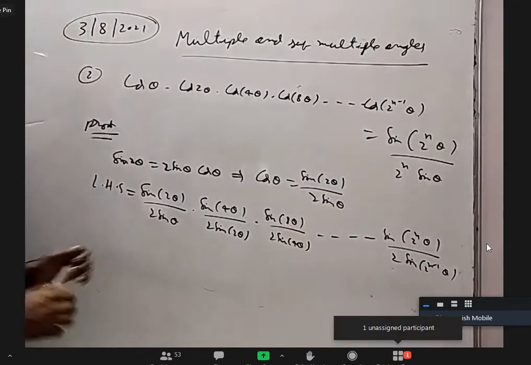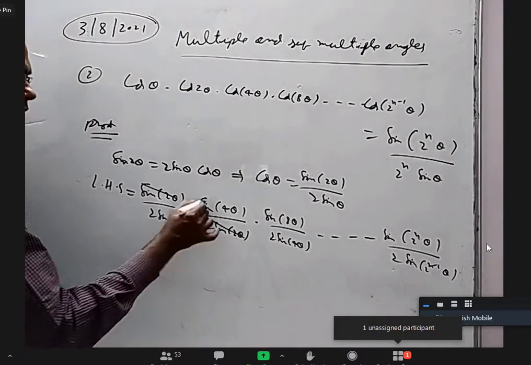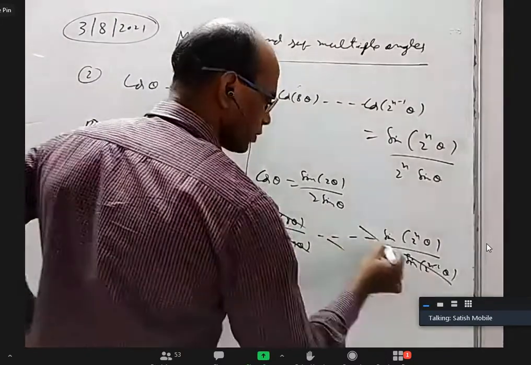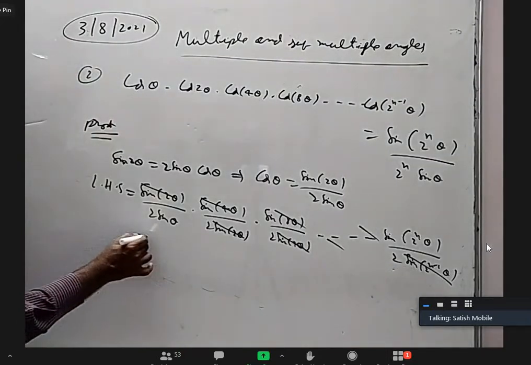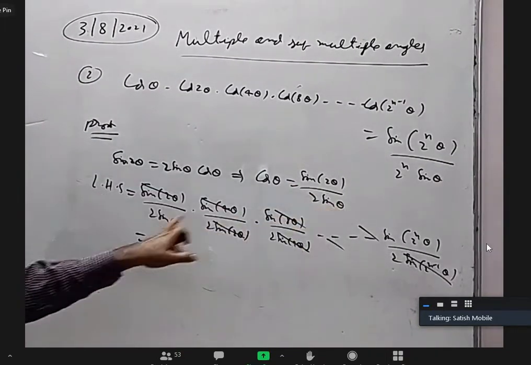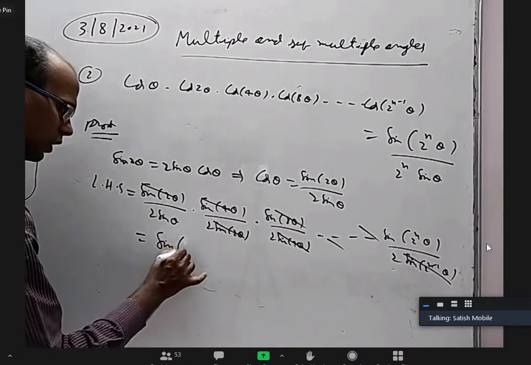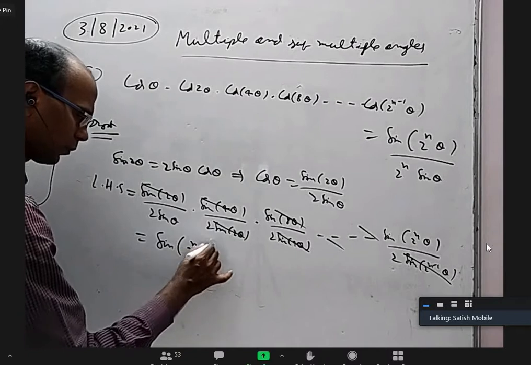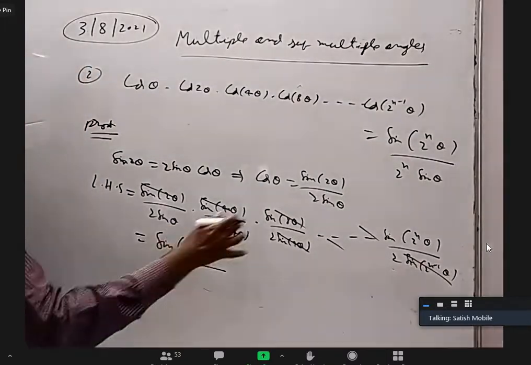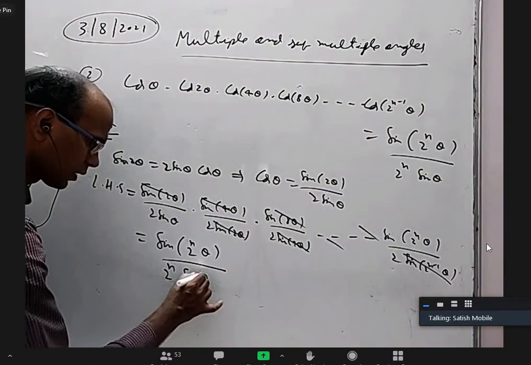That is this. Now you can see this sin 2 theta, this sin 2 theta, same, they'll cancel. Sin 4 theta cancels, sin 8 theta, and this and what is here will cancel. Then we'll be left with the first numerator and the last numerator, plus the denominator, a lot of 2's. So that is sin of 2 power n theta. Here 2 into 2 into n times is 2 power n sin theta.